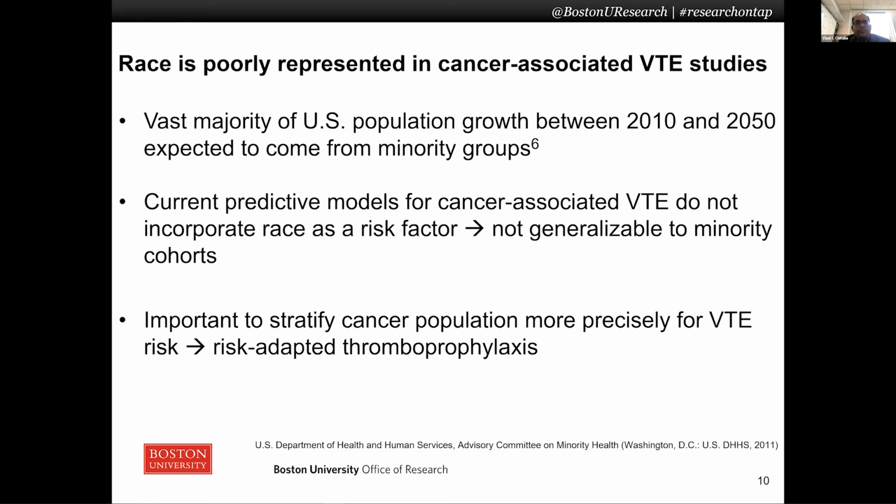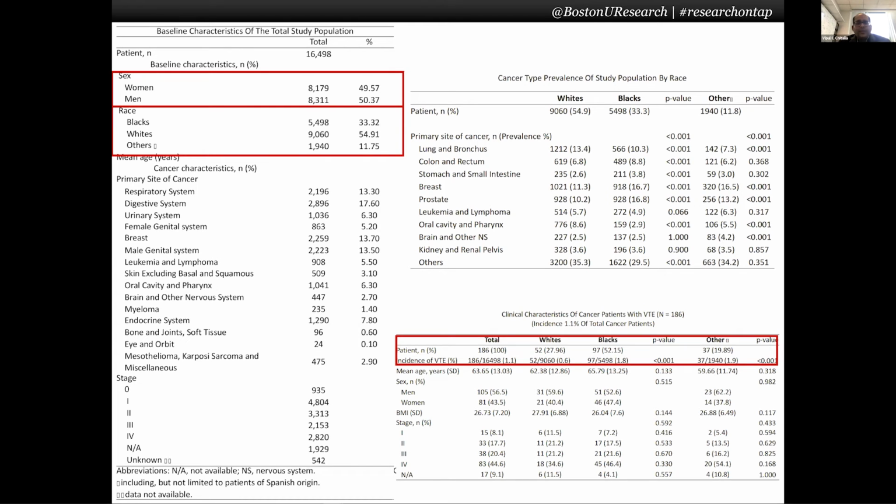So what we have done at Boston Medical Center, next slide. We examined the influence of race in the BMC population from 2004 to 2018. We had 16,500 patients of different types of cancers. And the left side of the slide shows overall baseline characteristics. And there are important points to be made here.